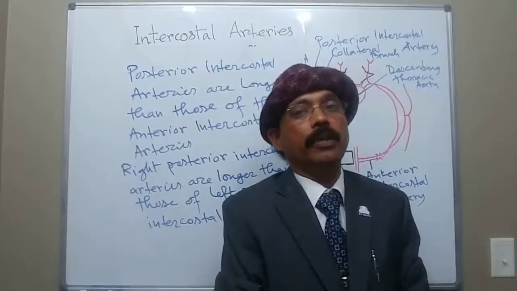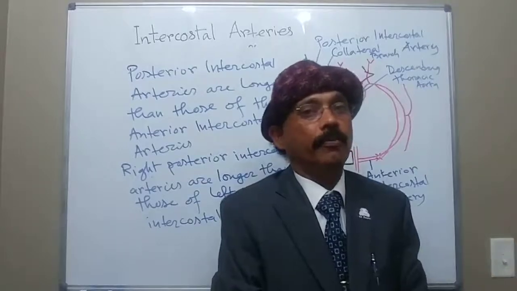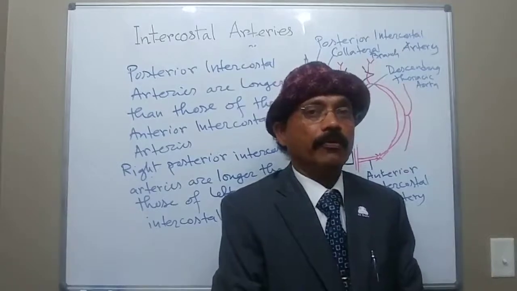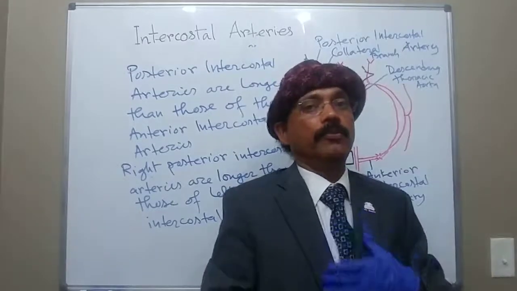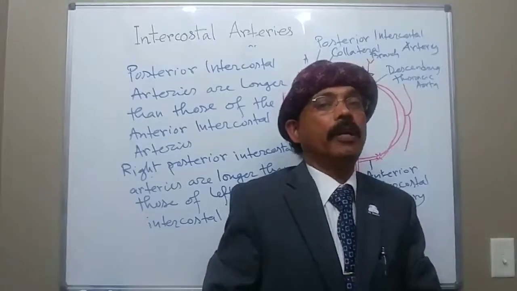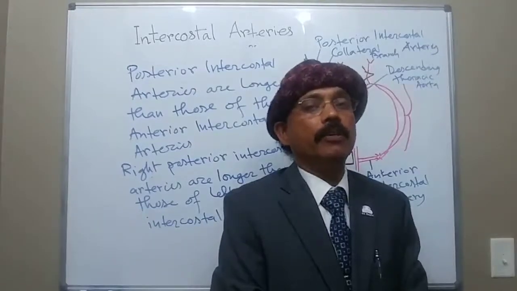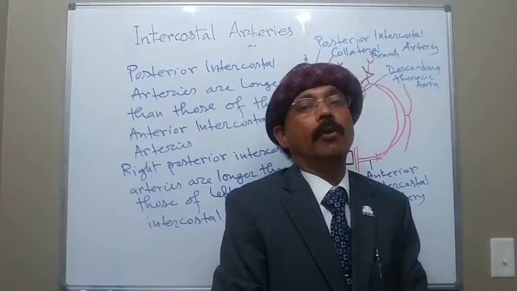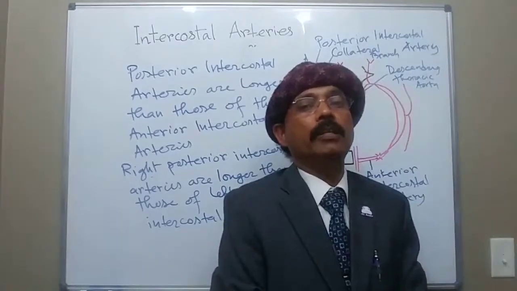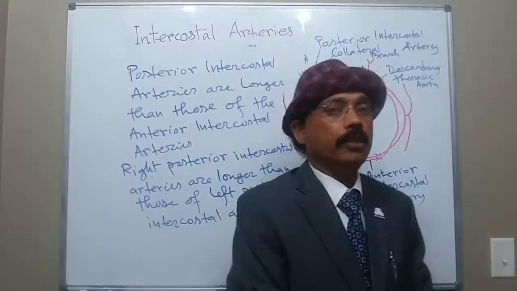Anterior intercostal arteries are branches of what? Anterior intercostal arteries are branches of the internal thoracic artery for the first to sixth anterior intercostal spaces: first, second, third, fourth, fifth, sixth. For the seventh, 8th and 9th anterior intercostal spaces, the anterior intercostal arteries are branches of the musculophrenic artery. The musculophrenic artery is one of the terminal branches of the internal thoracic artery.